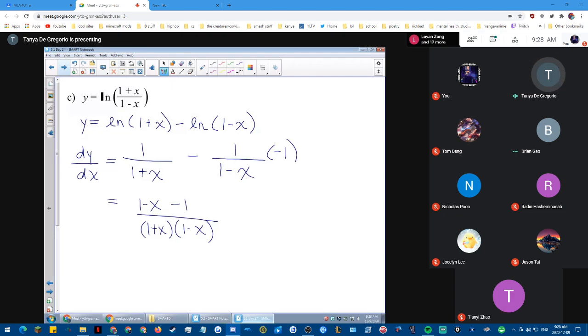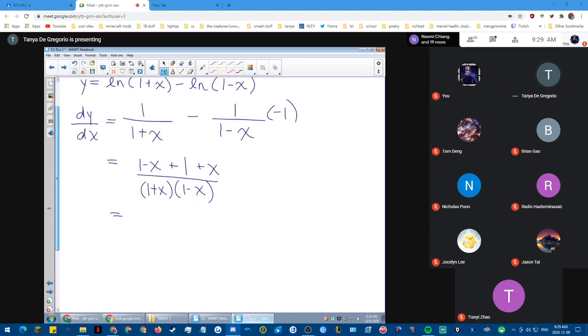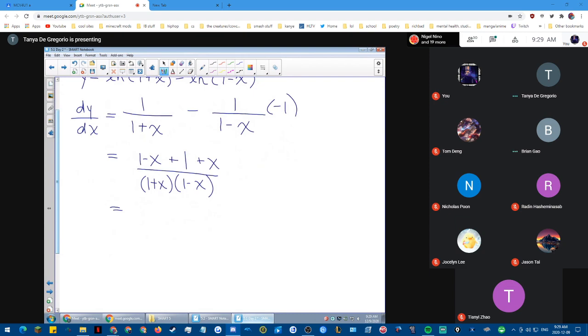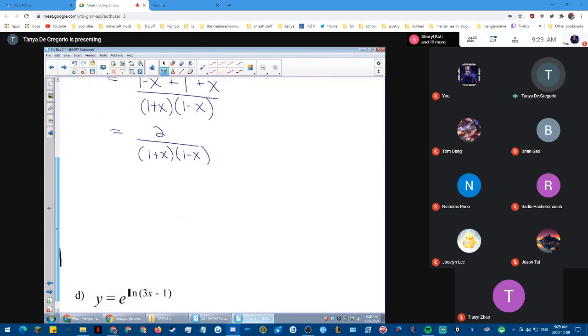But hold on a second here. We've got two negatives, yeah, that give us a positive. Cleaning this up, what do we get? 2 over (1 plus x)(1 minus x). And that's considered fully simplified. Any questions so far?